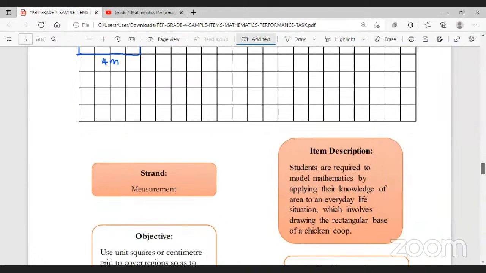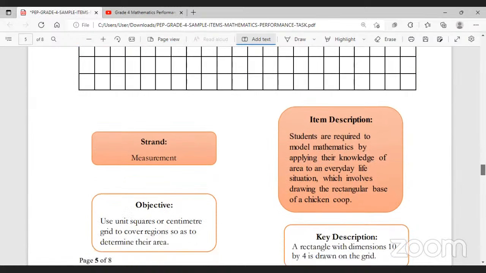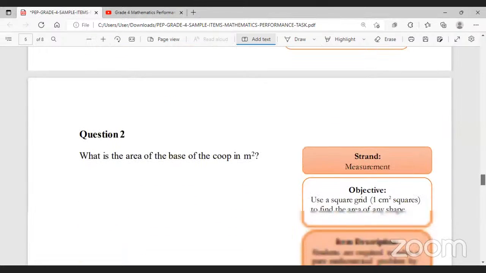So this item required us to model mathematics by applying our knowledge of area to an everyday life situation, which involves drawing the rectangular base of the chicken coop. And our objective was to use unit squares or a centimeter grid to cover regions so as to determine the area, and it was from the measurement strand.